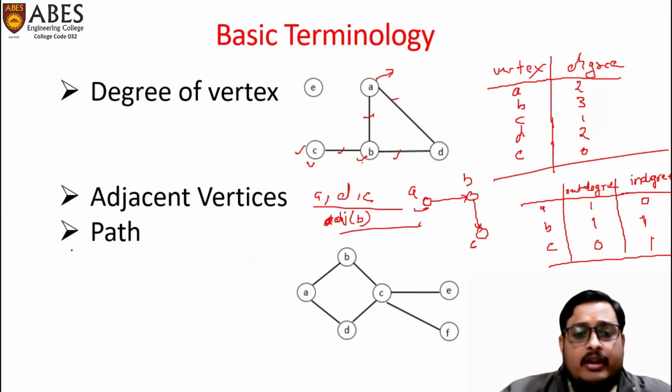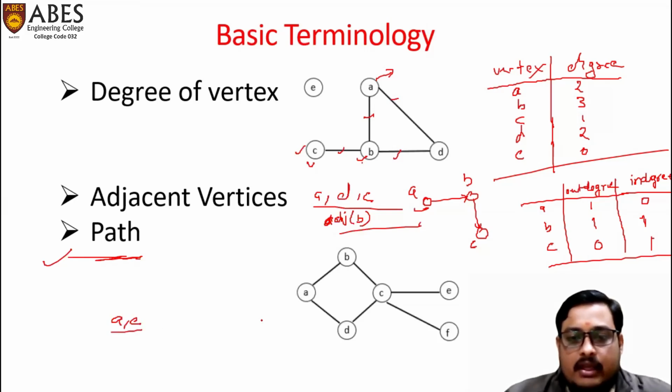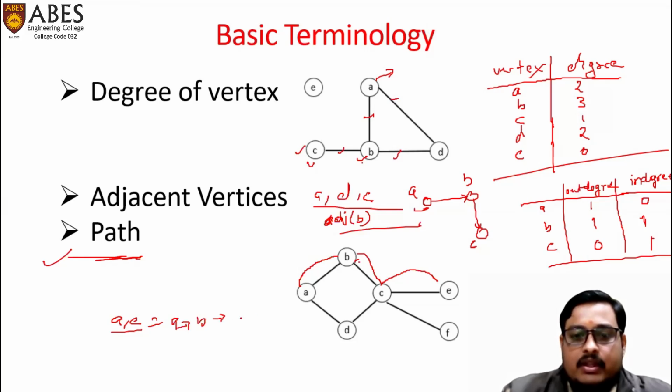Now, one more important term that is used is path. A path is the way to reach from one node to another node. If we take the example of the pair of vertices A and E, what are the ways to reach E? We can go from A to B, then B to C, then C to E. So one path is A, B, C, and E. Another path is A to D, D to C, and C to E.